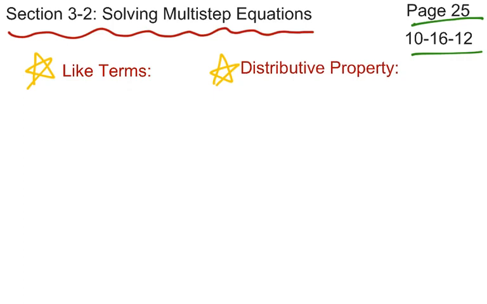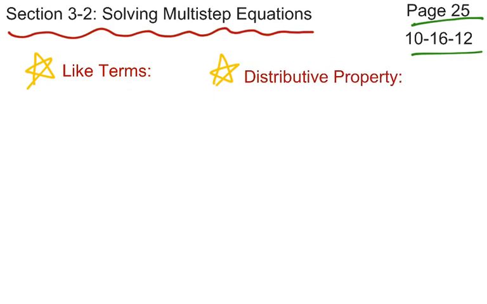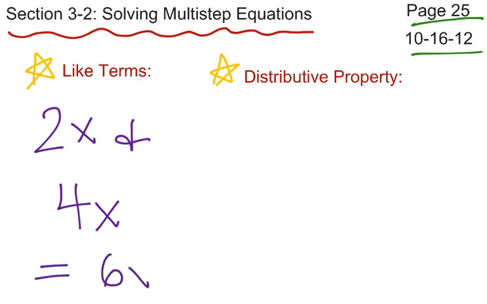We talked about both of these in the last chapter, but just a quick review, like terms have the same variable raised to the same power. Their coefficients can be different. So for example, if you have 2x and 4x, those are like terms. We can add them together. If you have 2x's and then add 4x's all together, you would have 6x's.